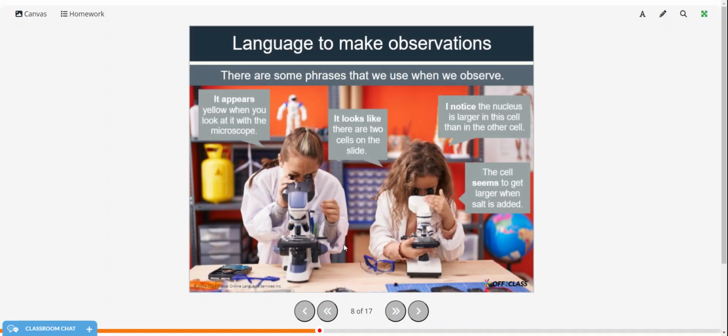Okay, and there are some phrases that we use when we observe. So it appears yellow when you look at it with the microscope. It looks like there are two cells on the slide. I notice the nucleus is larger in this cell than in the other cell, and the cell seems to get larger when salt is added.